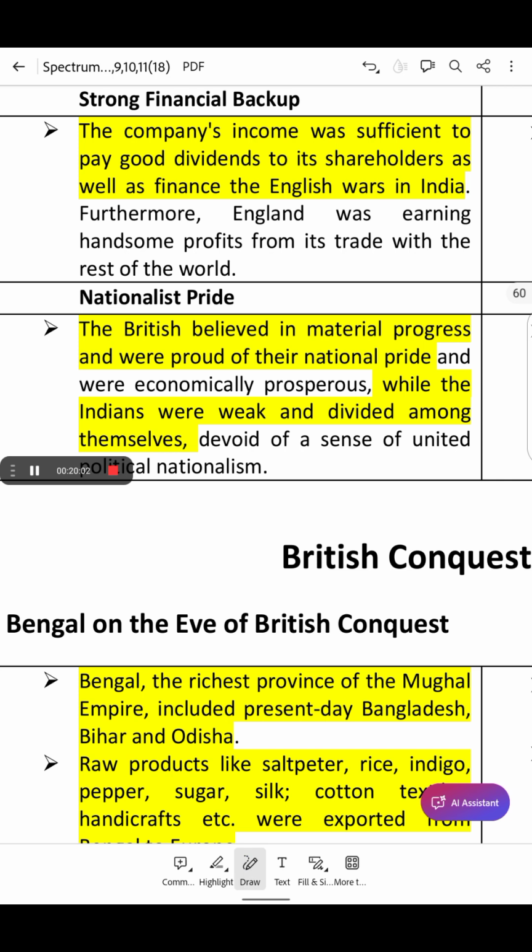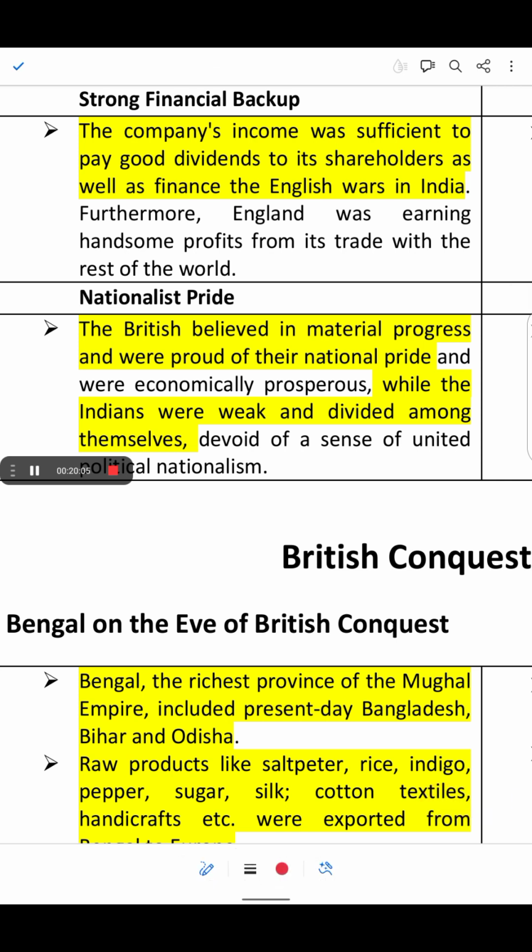Now let's see what's written over here. The company's income was sufficient to pay good dividends to its shareholders as well as finance the English wars in India. So the company was making good profit, and so they were able to fund the wars going on in India. Furthermore, England was earning handsome profit from its trade with the rest of the world. Also, England was proud of their strong economy, because they were trading textiles and spices to many other countries.